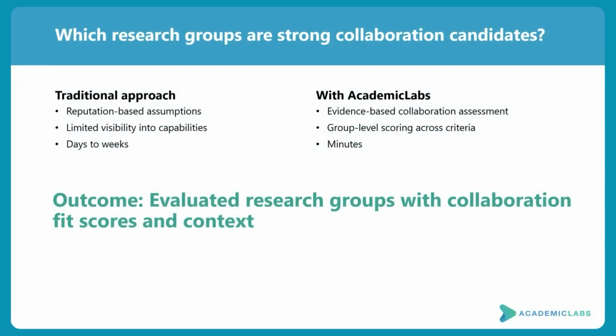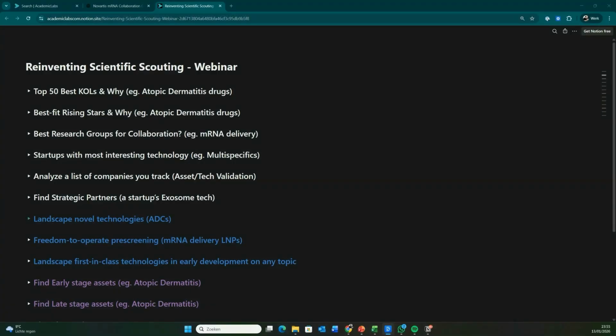This use case answers the question, which research groups are the strongest collaboration candidates? Here, the focus is collaboration fit, not just scientific reputation of a research group. Let's get started. So how to find ideal collaborators?